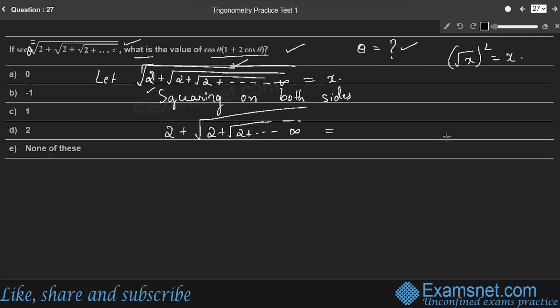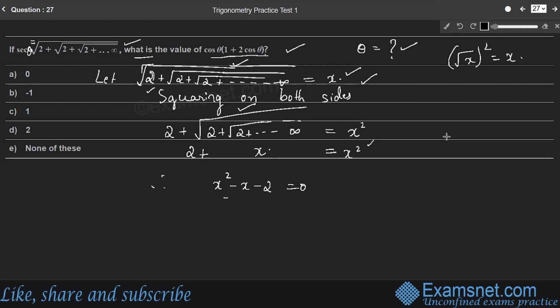This is equal to the square of the right hand side, which is x square, right? So 2 plus, here the second part is root 2 plus root 2 plus root 2, which is x itself according to our assumption. So x is equal to x square. Therefore, we can write x square minus x minus 2 is equal to 0. Just interchange LHS and RHS and club all the terms together. You will get x square minus x minus 2 is equal to 0, a quadratic equation.